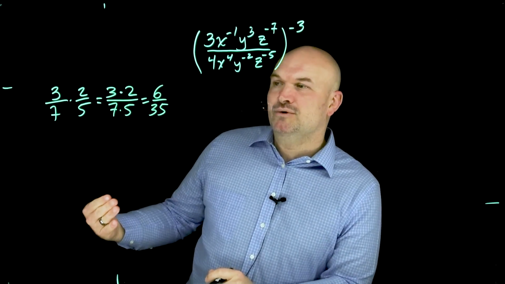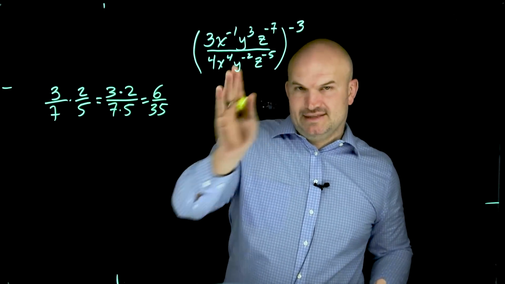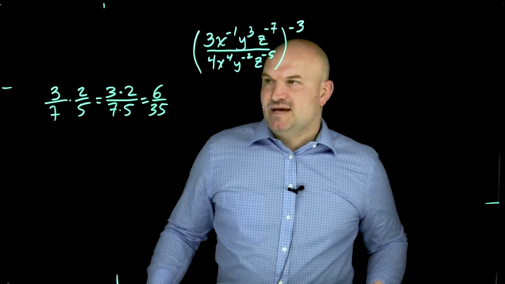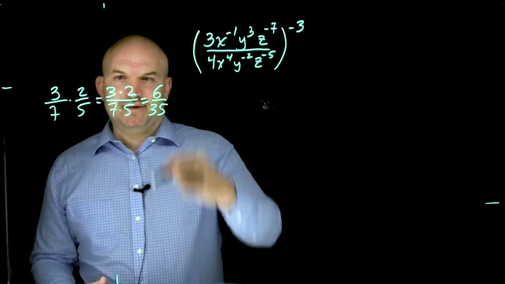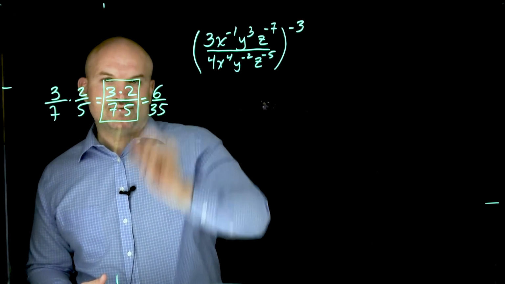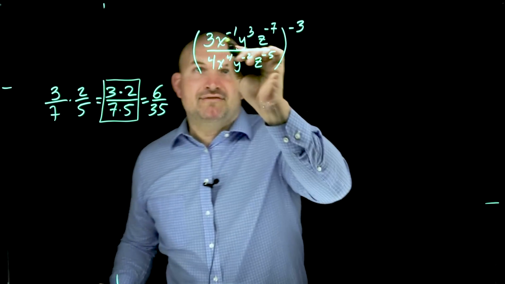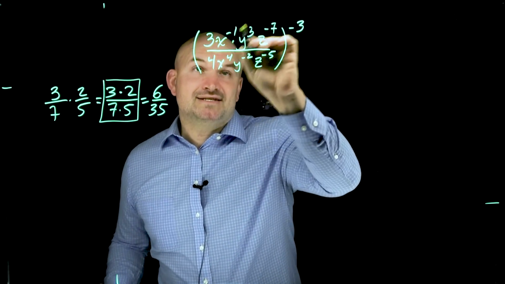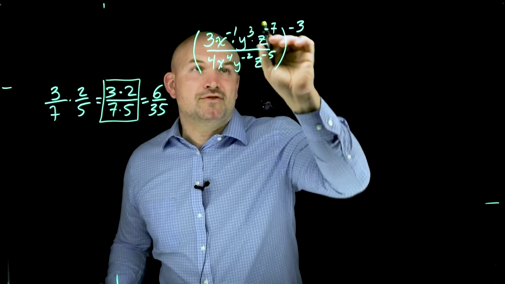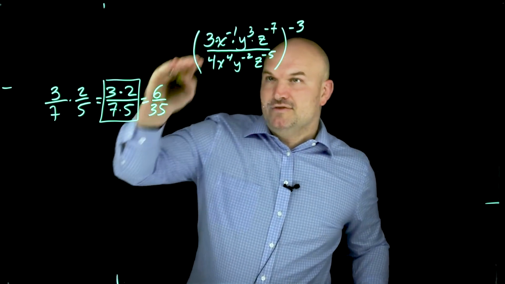What am I trying to show you? And how is that going to be helpful in this problem? Well, the reason it's going to be helpful is because I want you to think about this: we have this right here. That's technically what I have. I have a 3 times x to the negative first, times y to the third, and z to the negative second, and they're all divided by this.